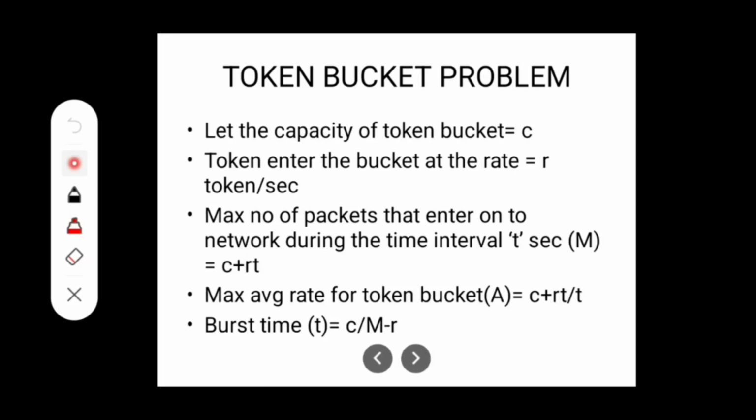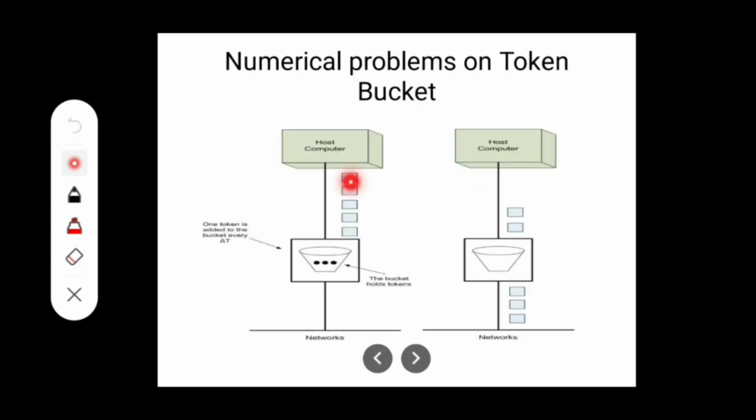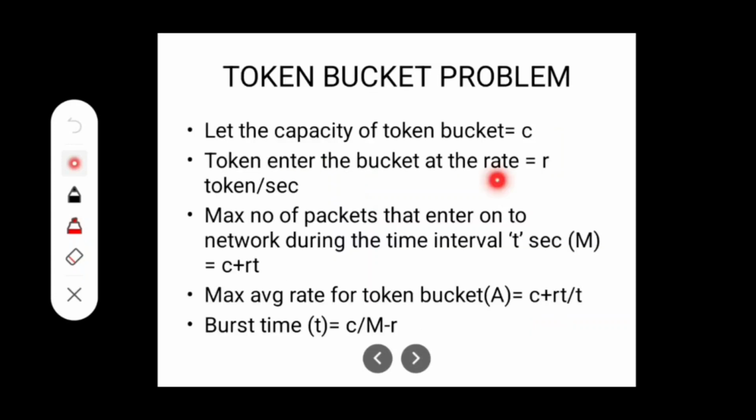Let the capacity of the bucket for storing the tokens, which they will give, be considered as C. Now the tokens enter the bucket at a particular rate. That can be represented as R, R tokens per second. Per second, how many tokens enter is given here, represented as R.